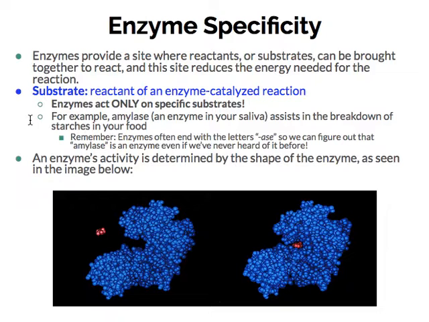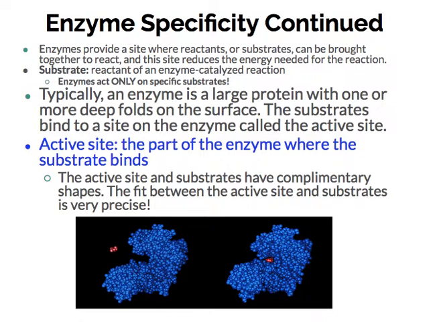An enzyme's activity is determined by the shape of the enzyme, as seen in the image below. Here is a rough picture of an enzyme, and this little red piece is the substrate. Then in this next photo, we see the substrate fits very well with this enzyme. Now what is this place called? That is what we call the active site.